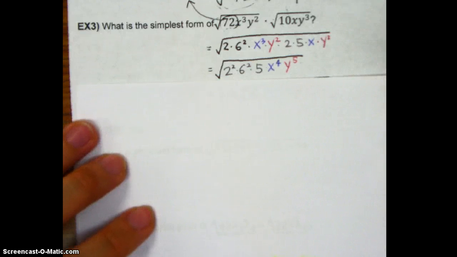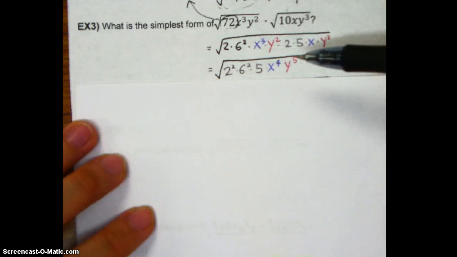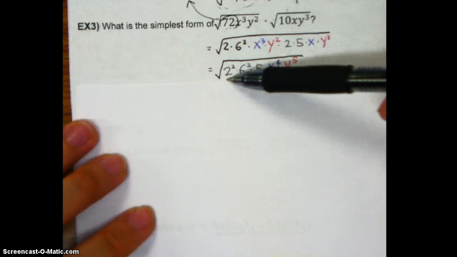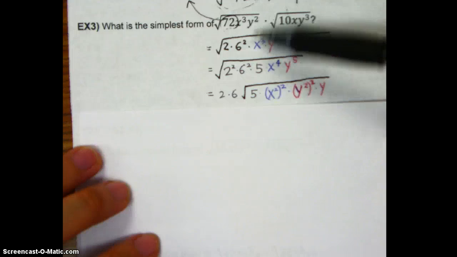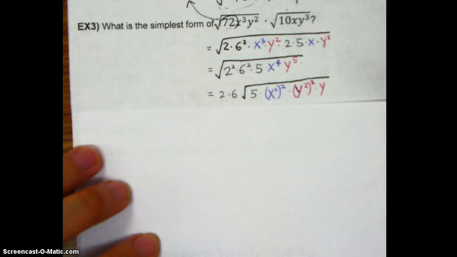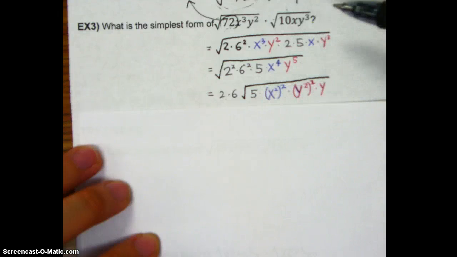So now, do we have anything with a square exponent of 2 that we can take out? Well, we do: 2 and 6. So we can take 2 and 6 out of the square root. So it's going to become 12 eventually. 5 doesn't have any square exponent of 2, so 5 has to remain inside.